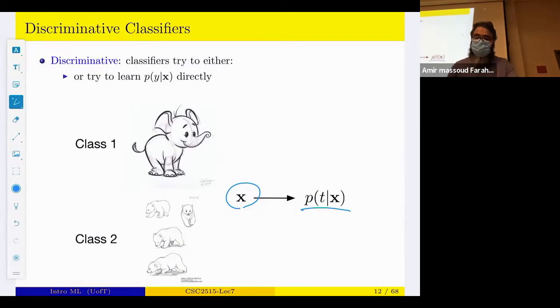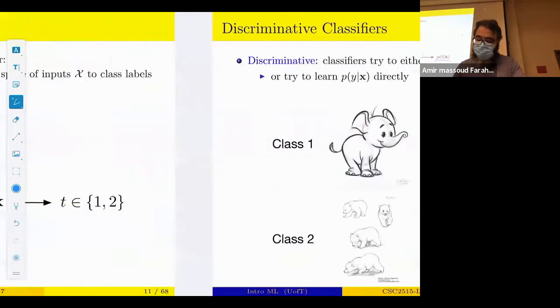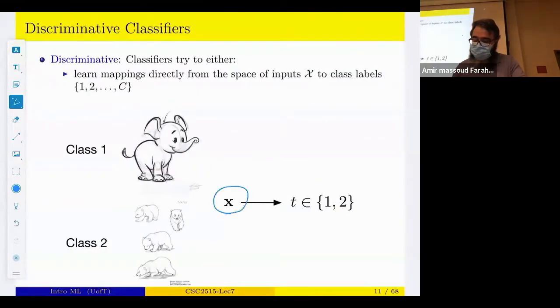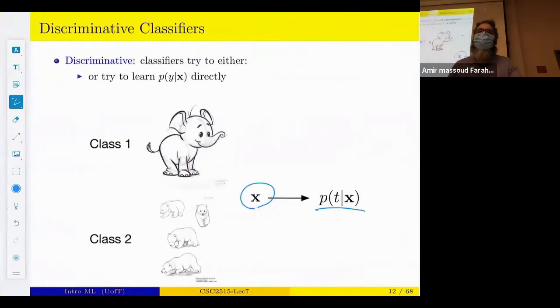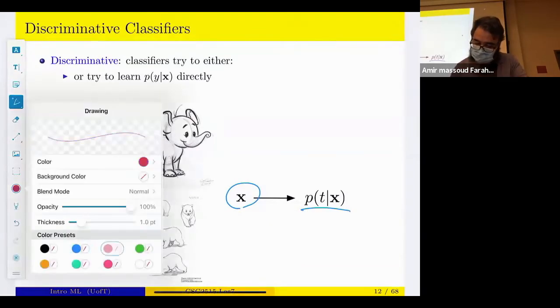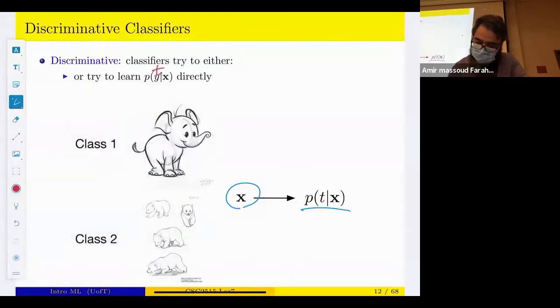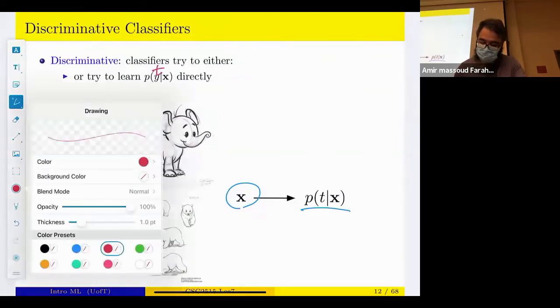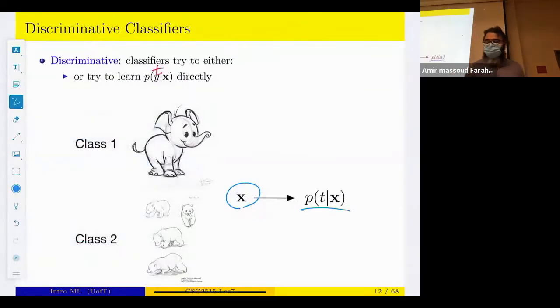But these methods, either way, are directly trying to relate input to output. These methods are called discriminative classifiers, which learn a mapping directly from input X to either a class label or to the probability of the output given the input. So this can be T, with the same notation as the picture. But there is another way to do it.